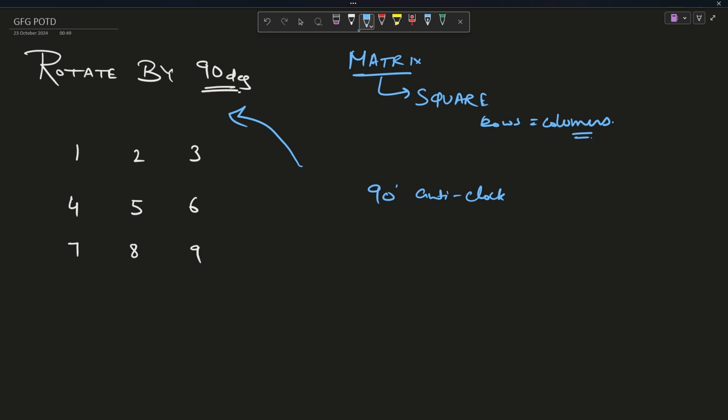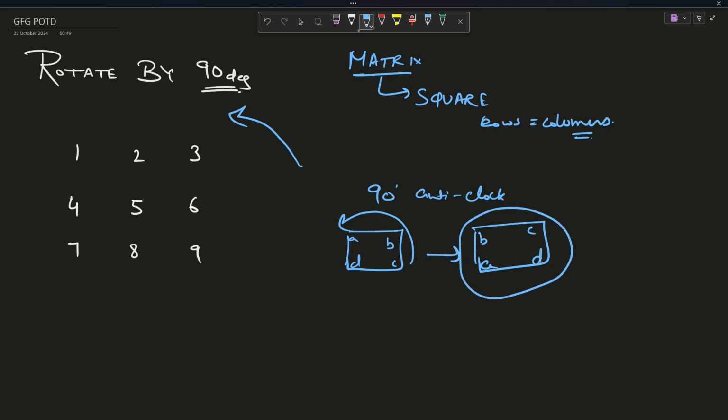Now, try to visualize if you have a square, right? Let us name its corners A, B, C, and D. If you rotate it like this one time, what will happen? A square will remain a square, but B will come here, A will come here, D will come here, and C will come here, right? This is what will happen. We have to do the same on the matrix.